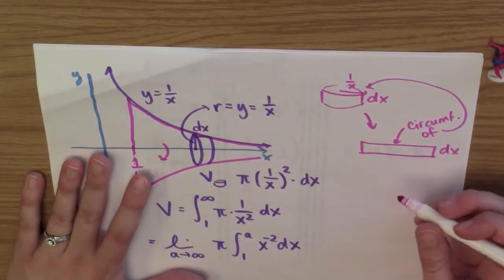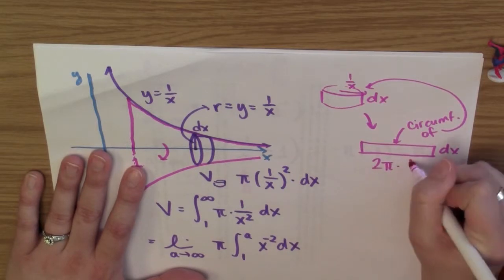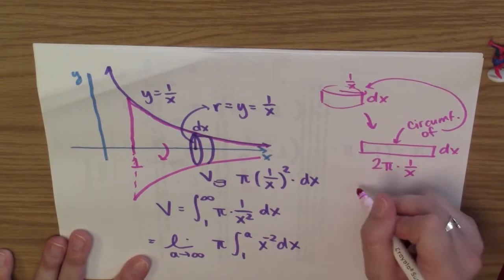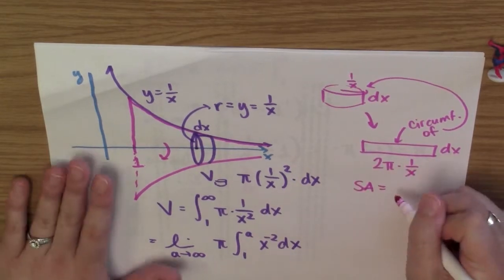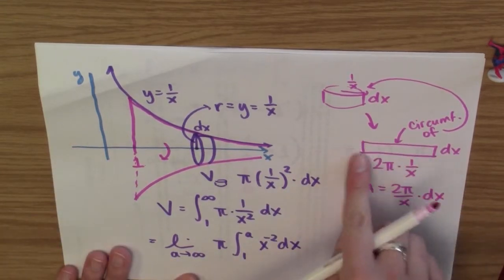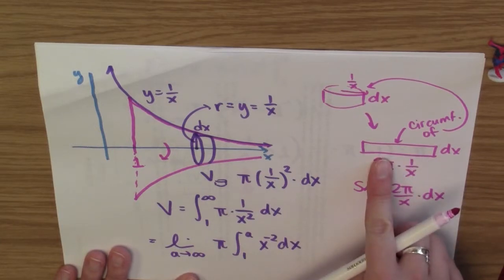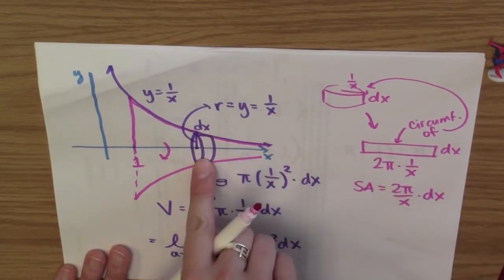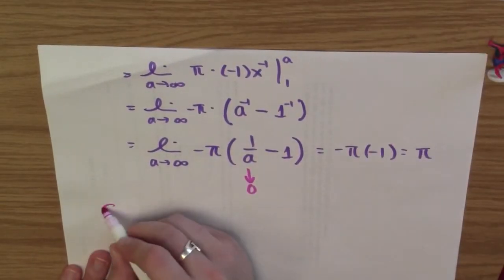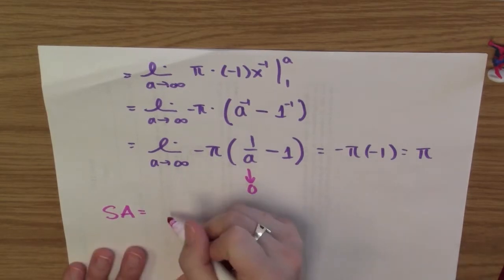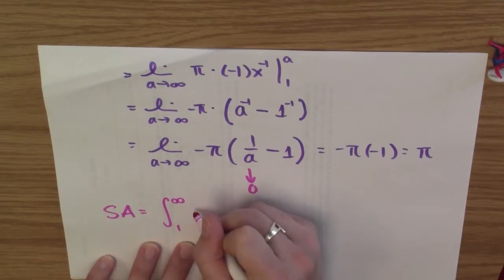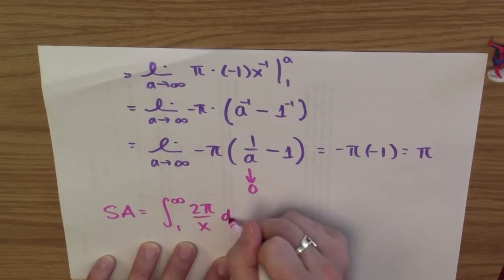All right, so what's the circumference? Well, circumference is equal to 2 times pi times the radius. So this is 2 pi times 1 over x. So then the surface area of my cylinder would be 2 pi over x times dx, because that would be the area of this rectangle. And then I want to add up all of these little cylinders, all the way from x equals 1 to x equals infinity. So let's go ahead and calculate the surface area. I take the integral from 1 to infinity of the surface areas of my little cylinders, 2 pi over x times dx.